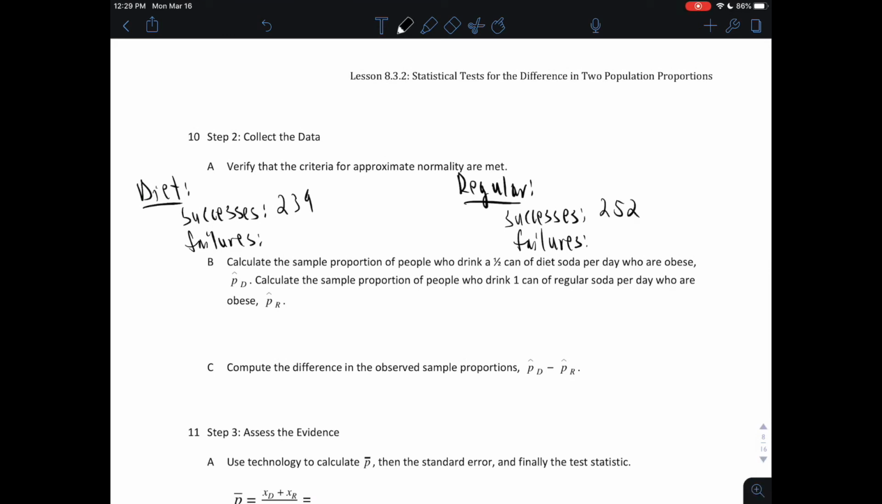And then again, we can do some subtraction, take the total for each sample, subtract the number of successes. That's going to give you the number of failures for diet as 611, and the number of failures for regular, 580. And then since the question is the criteria for normality met? We would say yes, because we have that both of those, or all 4 of those, are greater than 10.